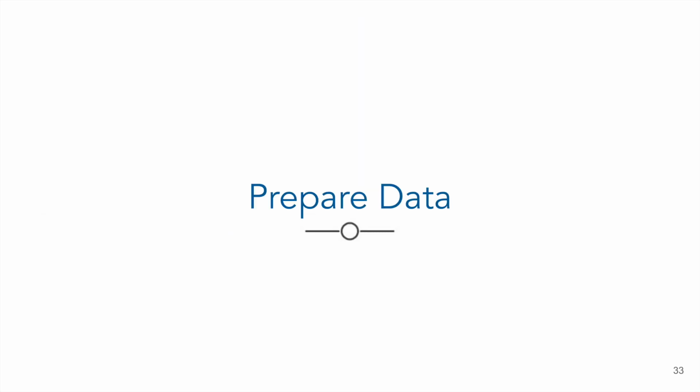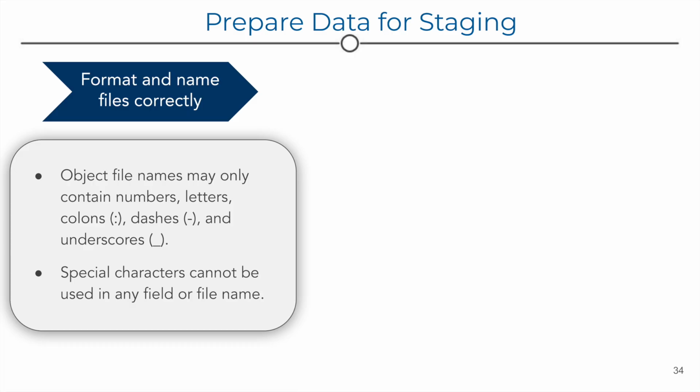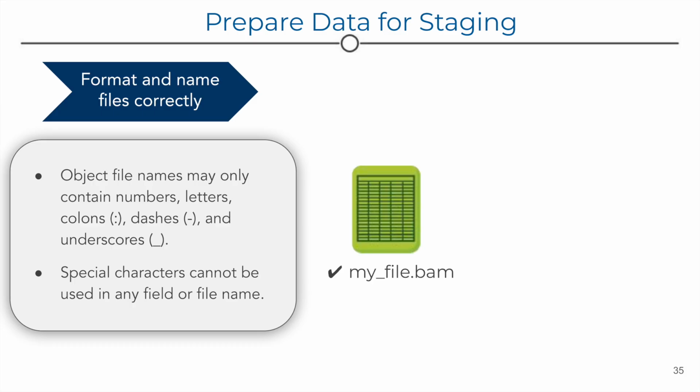Once you specify the data model, you'll prepare the data to upload to the AnVIL submission workspace. You'll make sure all files conform to AnVIL formatting and naming requirements. For example, all object file names, such as CRAMs and BAMs, must contain only numbers, letters, colons, dashes, and underscores. Special characters or spaces cannot be used in any field or file name.